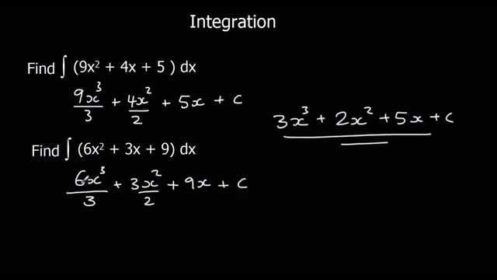We can simplify 6 over 3, which is 2. 3 over 2, we can leave as 3 over 2. x squared plus 9x plus c.